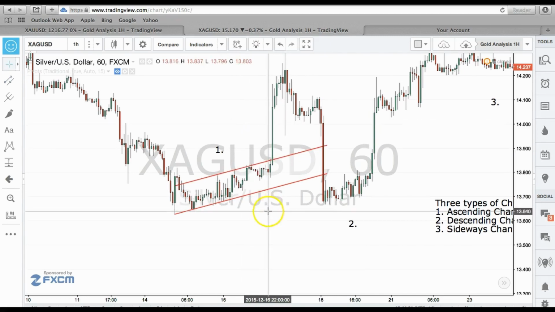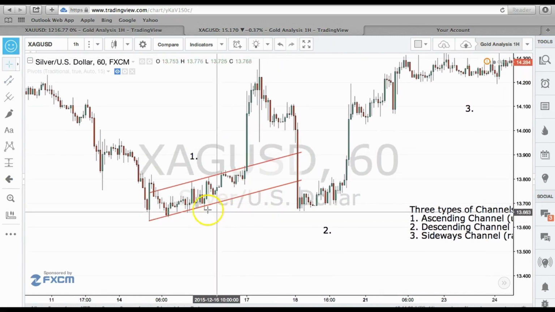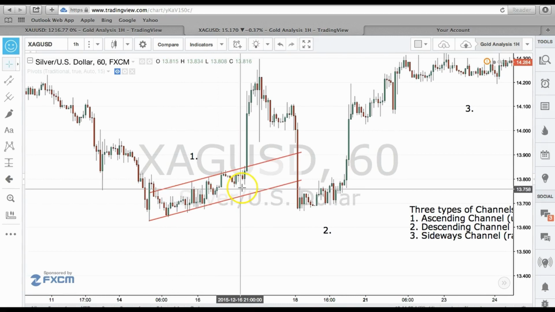So this right here is known as an ascending channel because it's bullish. Now, when trading channels, we're going to use the top of the channel when it's bullish to act as resistance, and we're going to use the bottom to act as support. Same goes when we're trading descending channels and sideways channels.